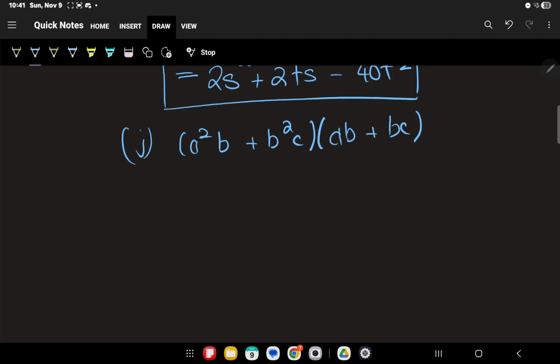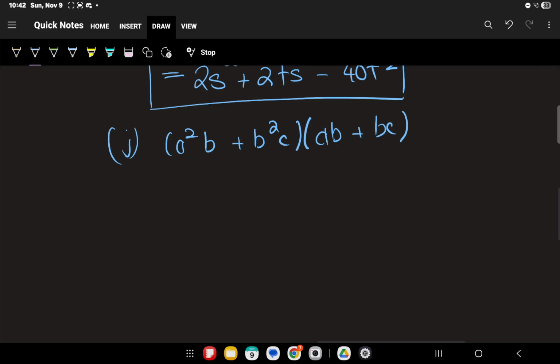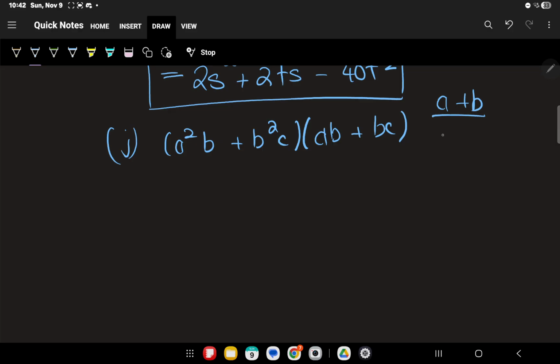Alright, so looking at this, you would think that A and B are different terms, but no, they're the same term. The different terms are separated by the addition sign, or subtraction sign, or any sort of sign that separates them. That means that they're different terms. But since these are not separated by any addition or subtraction sign, they are one singular term. So A plus B means that they're not similar terms, but AB, yes, they are similar terms.